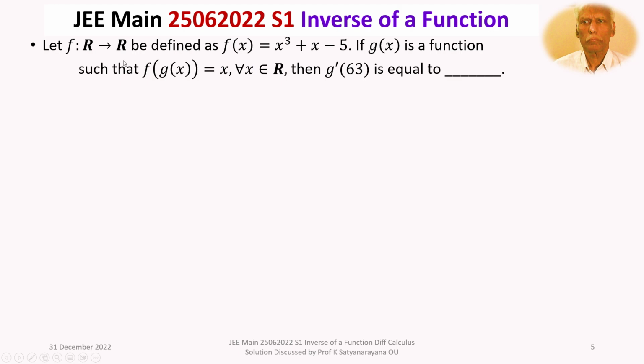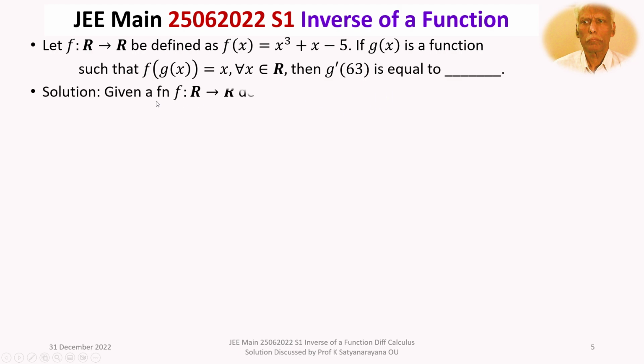Now f is a function defined like this. g of x is another function. f of g of x is equal to x. It doesn't say g of x is the inverse of f. No, it said only f of g of x is equal to x for all x belongs to R. So if you say that g of x is the inverse of f of x, then is the given function invertible? That is the first thing you have to answer.